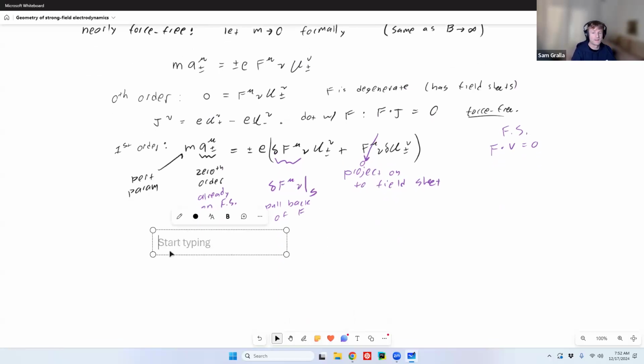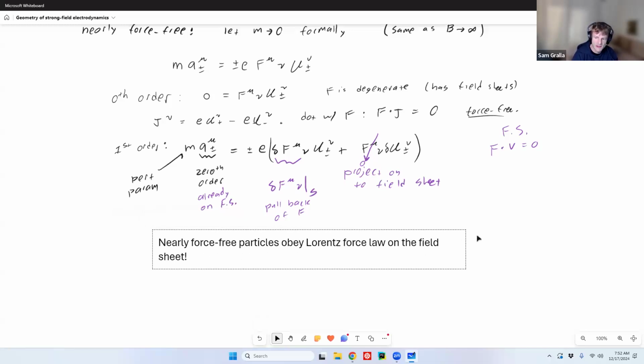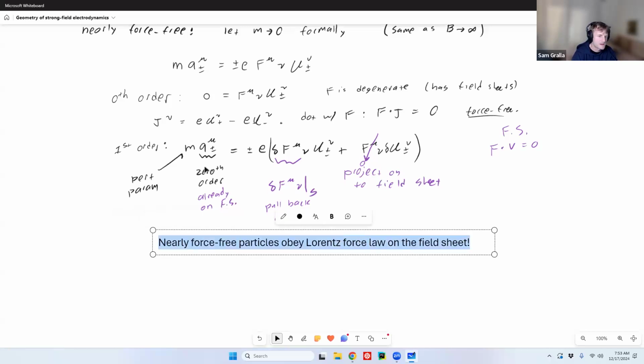Now, I've actually never seen anybody say this. So nearly force-free particles obey Lorentz force law on the field sheet, a two-dimensional Lorentz force law. I think we're going to be the first people to say this in the literature. I wouldn't be shocked if we discover, in some obscure Uchida paper from the 90s, he knew this. But I think this is just amazing and super cool. You get an incredible simplification.